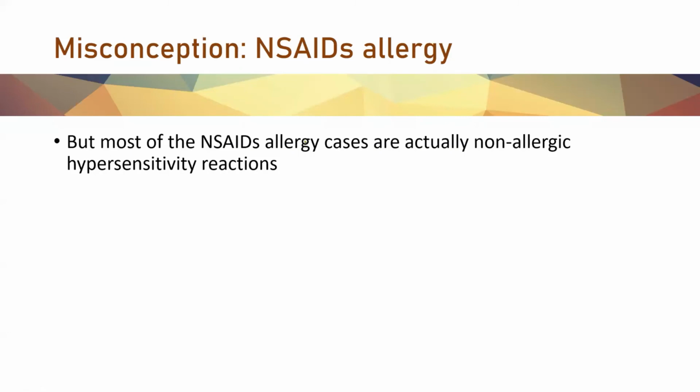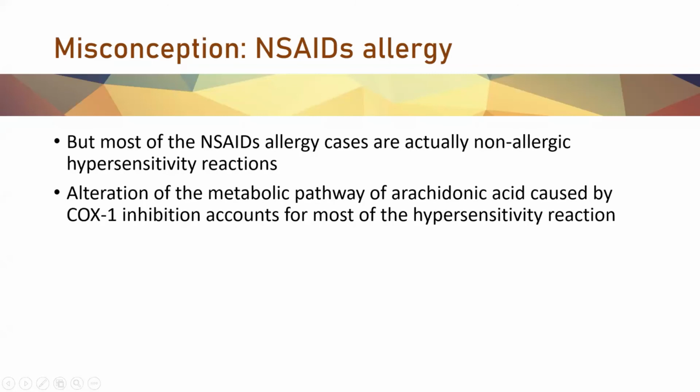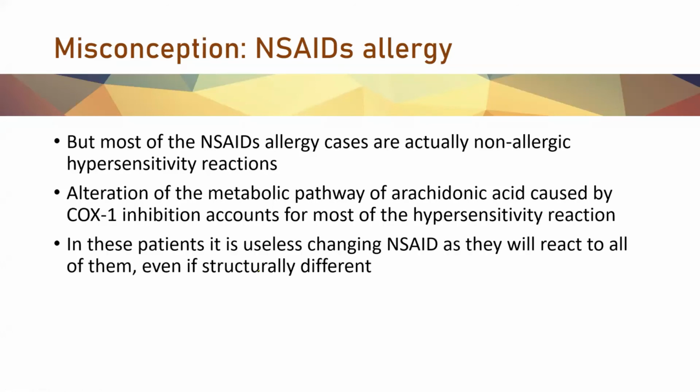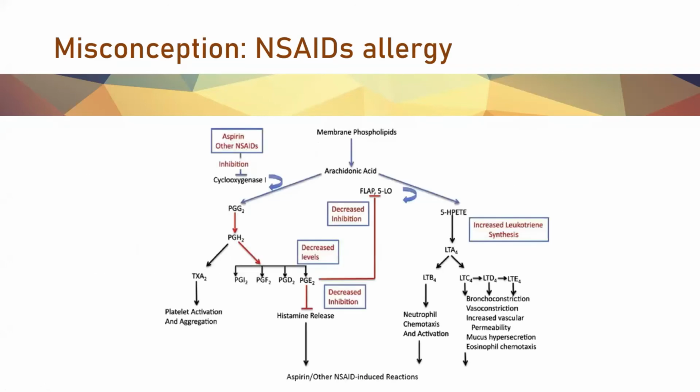What we call NSAID allergy most of the time is not allergy. What does it mean? It's not an immune-mediated hypersensitivity reaction. What happens is that there is an alteration of the metabolic pathways of arachidonic acid that is caused by the pharmacologic action of this drug on cyclooxygenase 1. So in these cross-reactors, it's useless to change the NSAID. If they reacted to ibuprofen, they're going to react to diclofenac. They're going to react to ketoprofen in the same way.